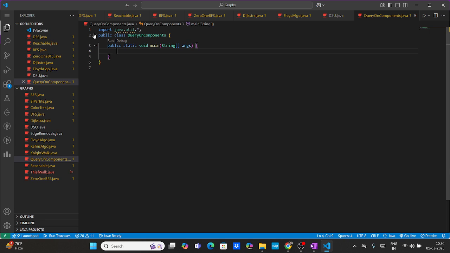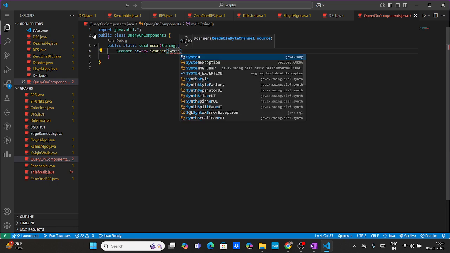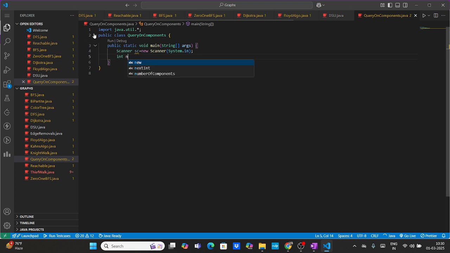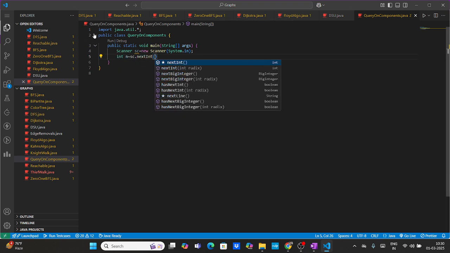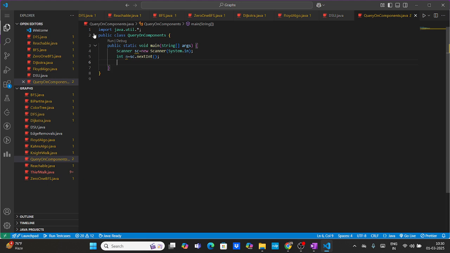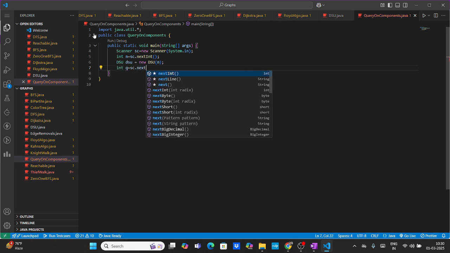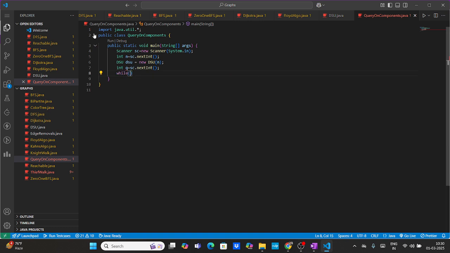Okay, so what shall we do? Quickly, let's initialize this. So we have the number of nodes ready. Now we will use a new DSU of n. Okay, so we have the things ready. Now we will be getting the number of queries, and for each query we are asked either to merge or to find the number of components, correct?